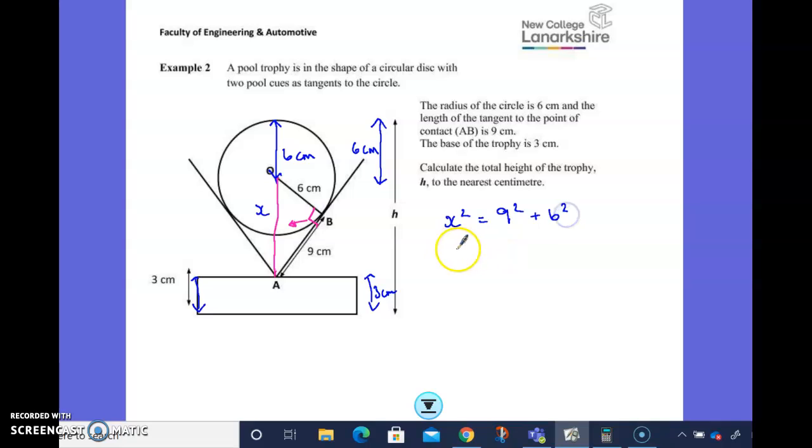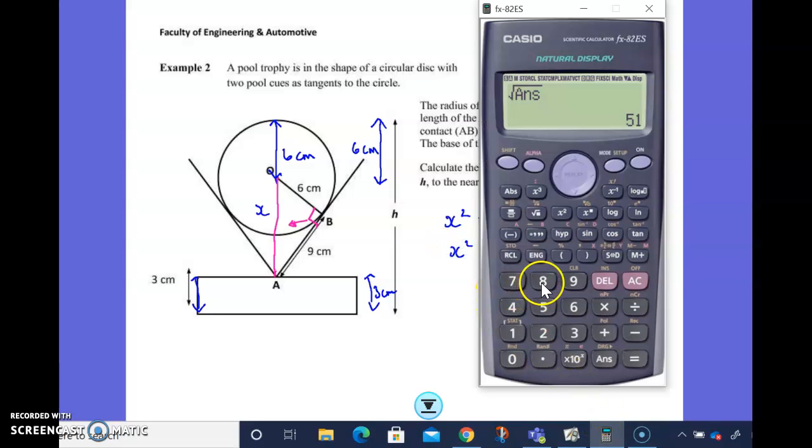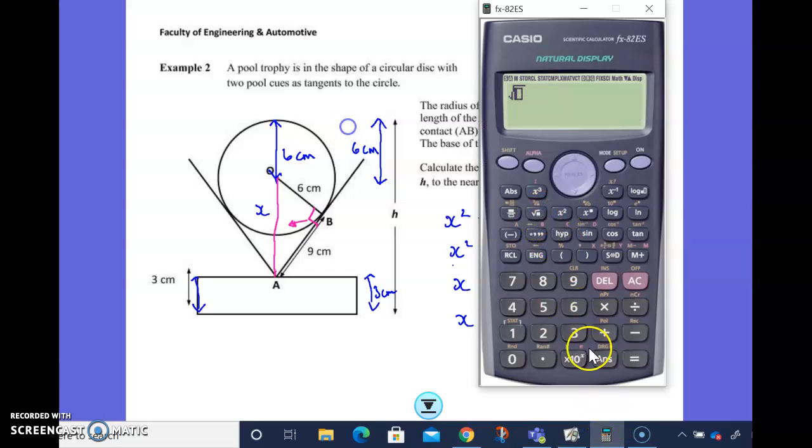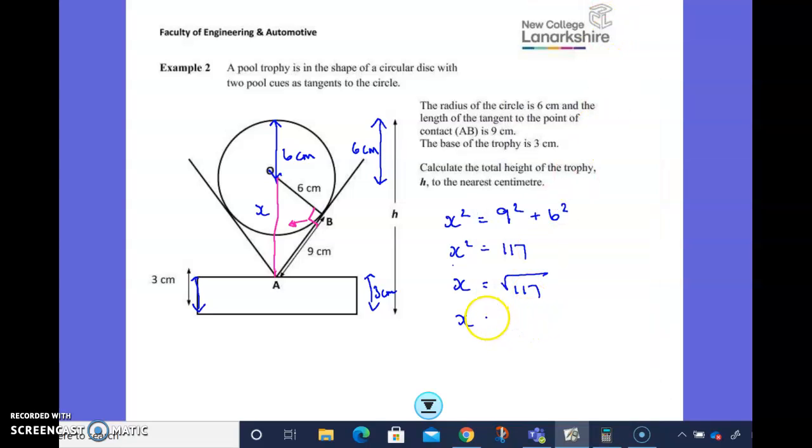So 9 squared plus 6 squared. So 81 plus 36, which is 117. That gives me x squared, let's square root it. Square root of 117 is 10.82.